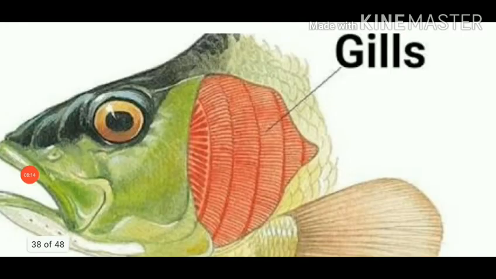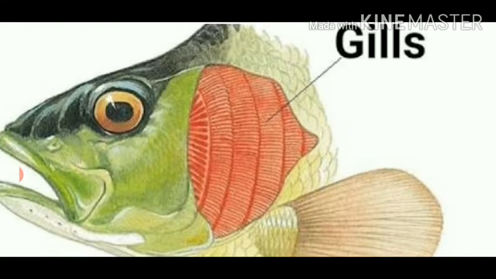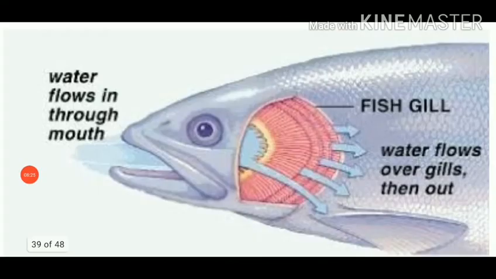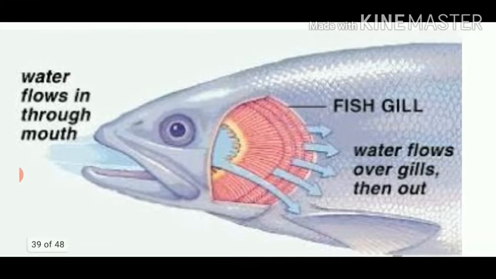So what are blood vessels? Any of the vessels through which the blood circulates in the body. The fishes breathe in taking in water through their mouth and sending it over the gills.